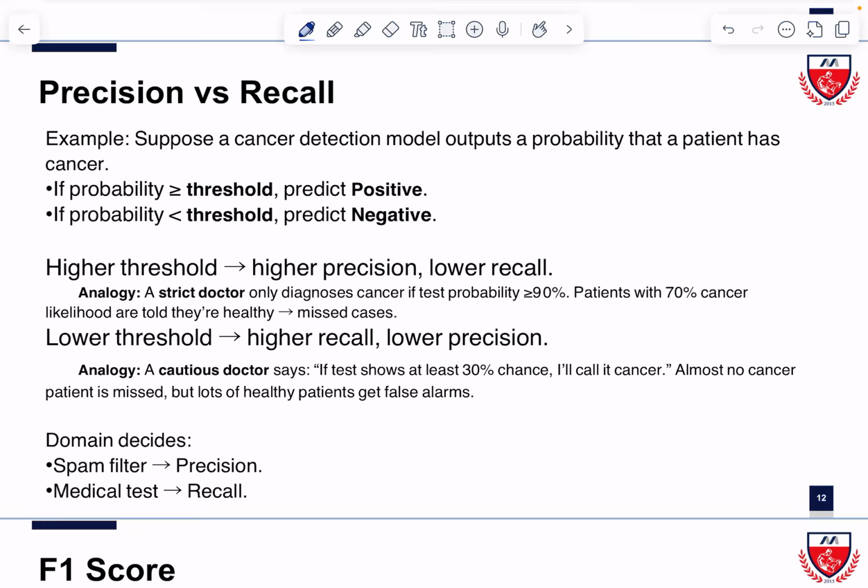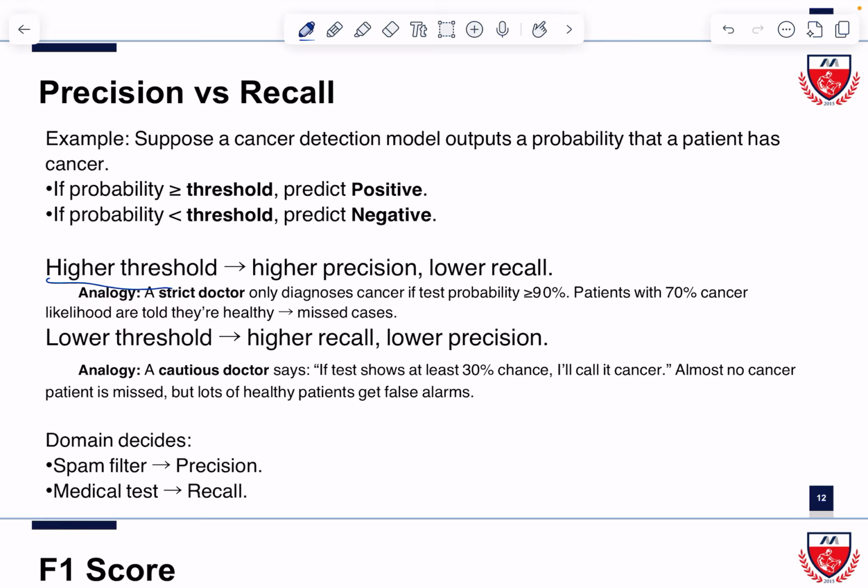For example, there is this very strict doctor. He or she wants a higher threshold, and what happens is that there will be a higher precision, however, a lower recall. What happens is that pag gusto niya na greater than or equal to 90% yung diagnosis, i-diagnose niya na greater than or equal to 90% cancerous yung patient. However, yung mga may cancer na 70% likelihood, they will be told healthy. And they are missed cases.